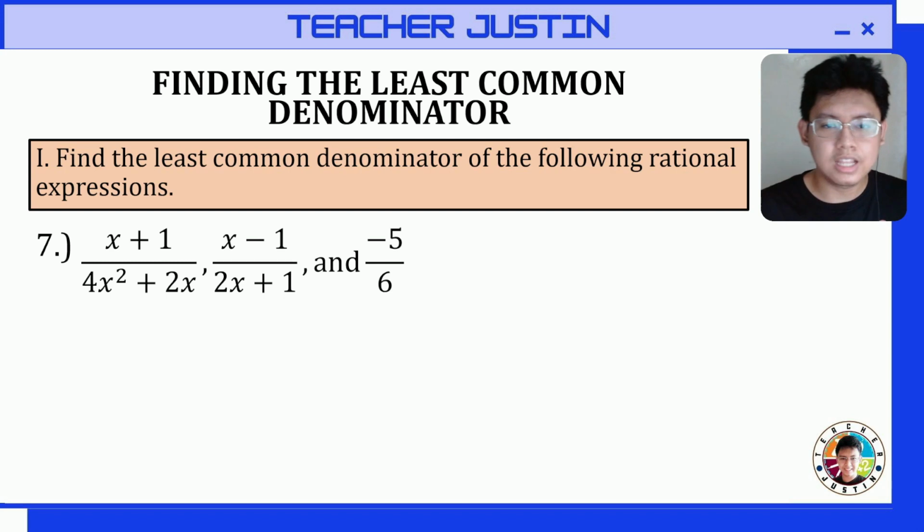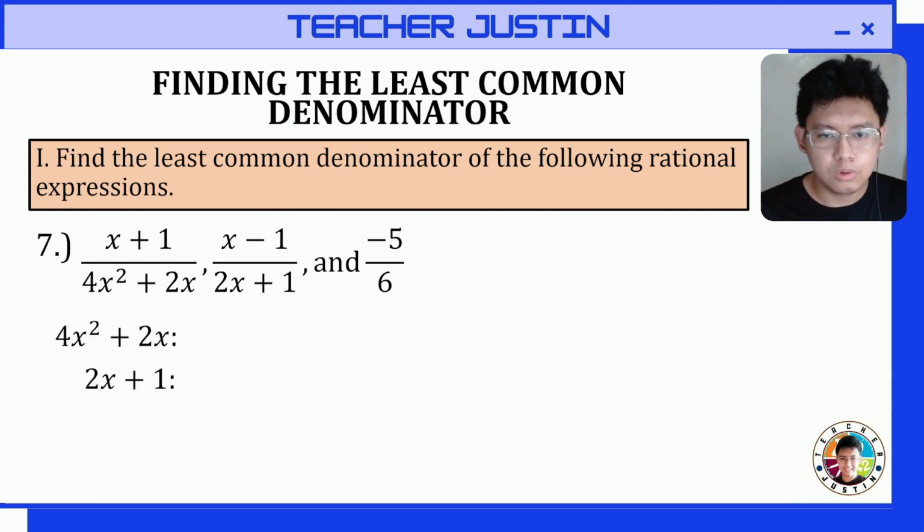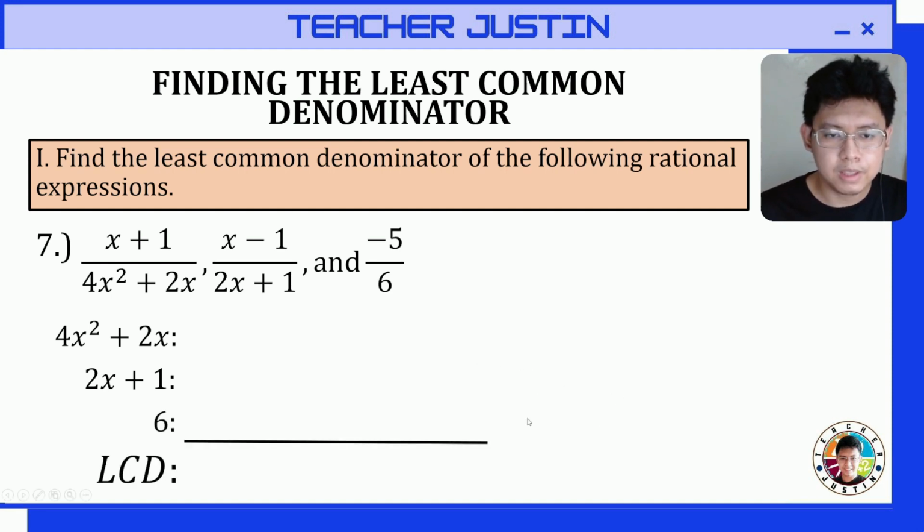Okay, let's get the least common denominator of our rational expression. So, ang first step natin dito is for us to get all the denominators in our rational expression. So, we have 4x squared plus 2x, 2x plus 1, and 6. So, kunin natin yung least common denominator nila by first factoring our denominator. So, kunin natin yung factors nila.